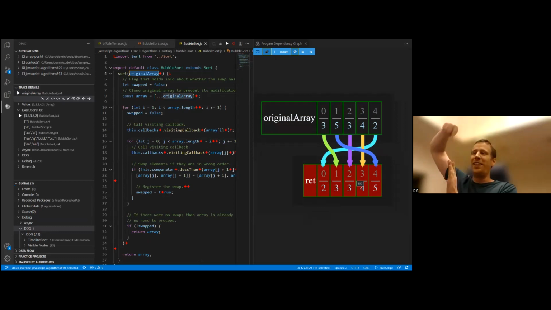I hope so. It goes from the left to the right and basically bubbles the biggest value up to the right at every iteration. So first the biggest, then the second biggest, and the third biggest, and so on. That's what bubble sort does.